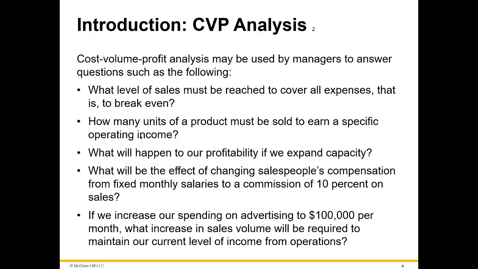We also want to know, how many units do we need to sell to get a specific level of income? And what happens if we sell more? How much will profitability increase? What if we changed compensation from fixed monthly salaries to essentially getting a commission for the salespeople? So these are the types of questions that cost volume profit analysis helps us address.